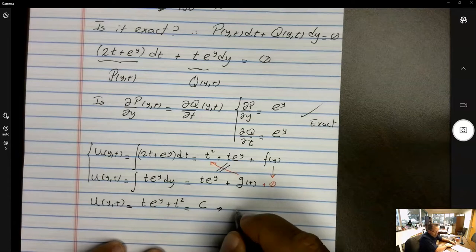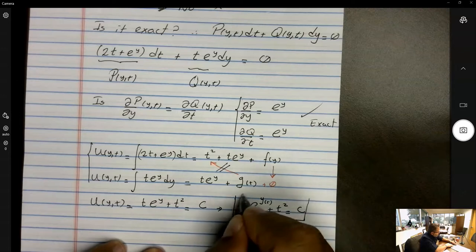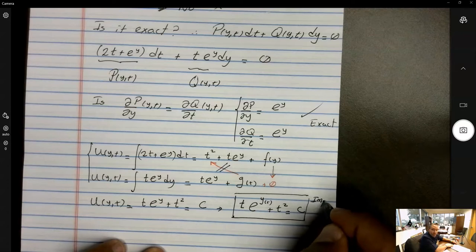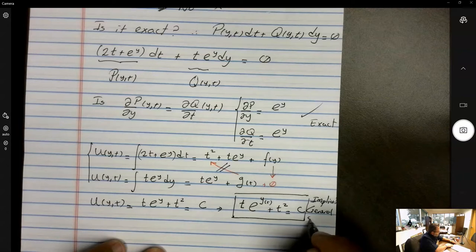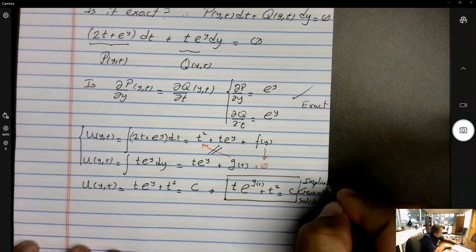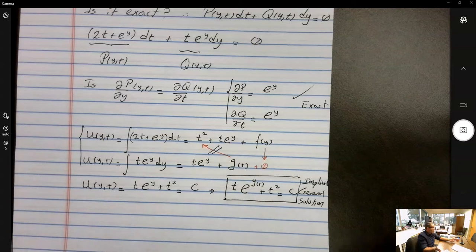So t times e^y plus t squared equals a constant is the solution. And we're going to call this the implicit general solution. It's implicit because, as you can see, we're not isolating y. And it might not be isolatable. In some cases, it's just that: a solution, a relationship between y and t, an implicit solution between y and t.